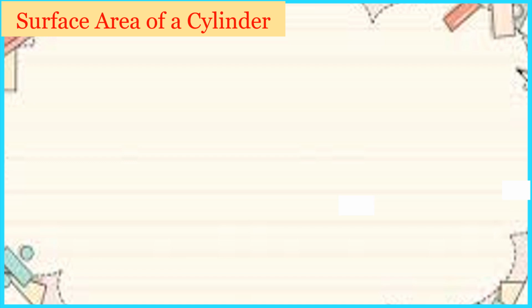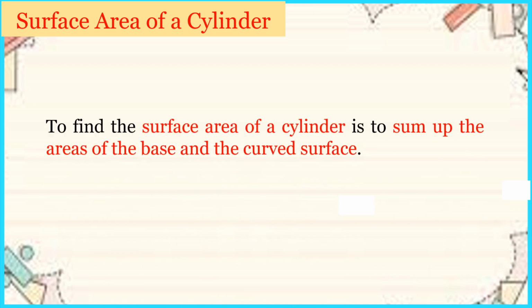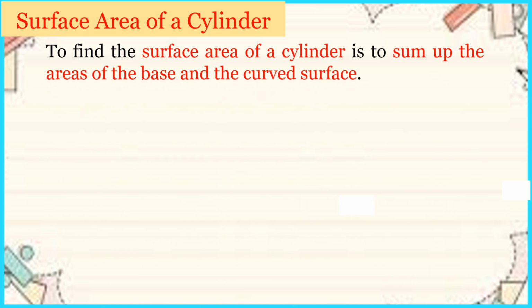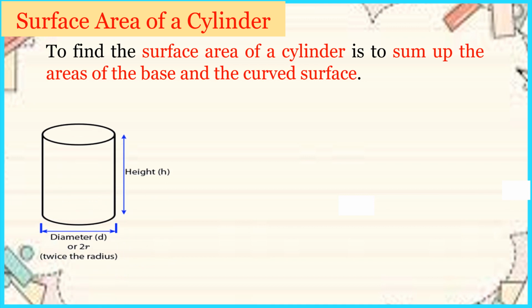How to find the area of a cylinder? To find it, let us define what is surface area of a cylinder. To find the surface area of a cylinder is to sum up the areas of the base and the curved surface. So supposing we have this cylinder, so we have the height and the diameter, and if we divide the diameter by 2, it is equal to the radius.